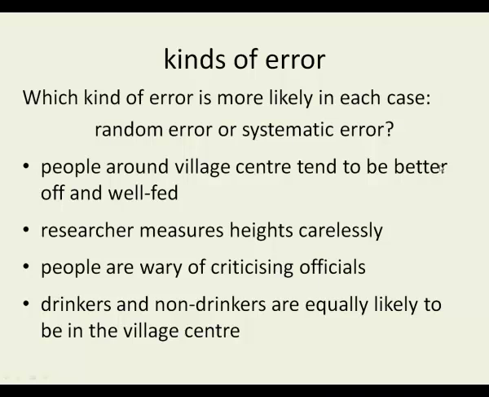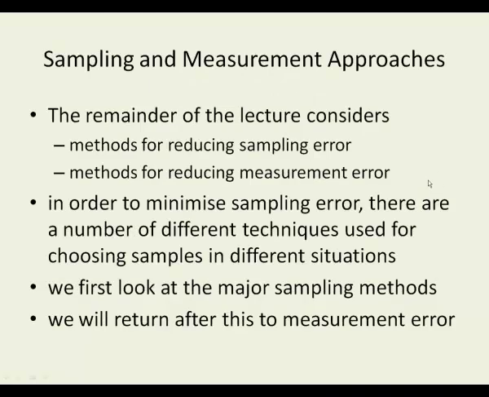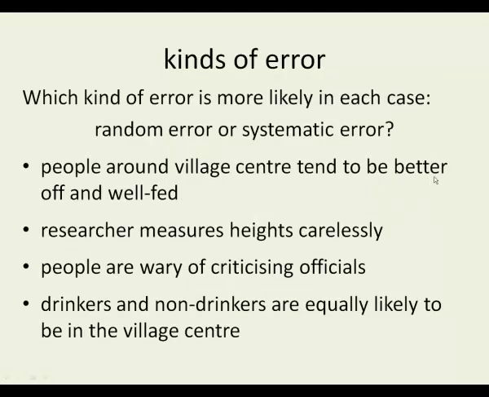I think the way I would do it, so I say that people around the village centre tend to be better off and well fed. So if I was measuring something to do with nutrition or income, I'm going to get higher than average answers from these people. So I'm going to be systematically led to overestimate the results there. Yeah? And the same with this one.